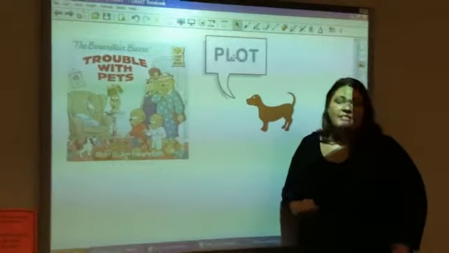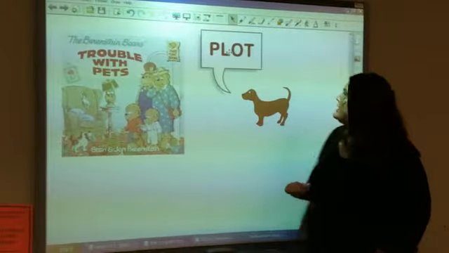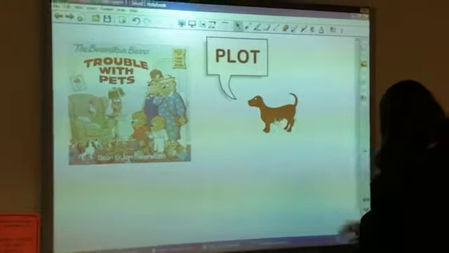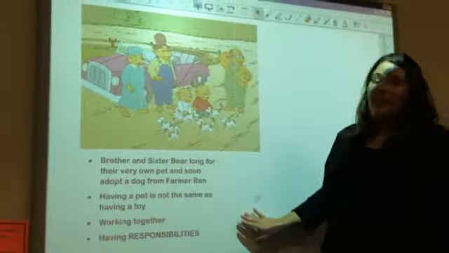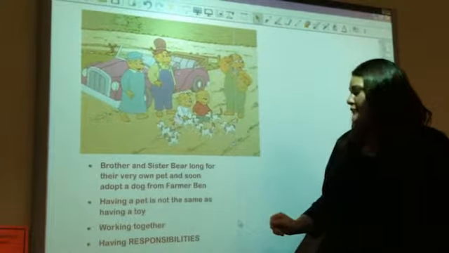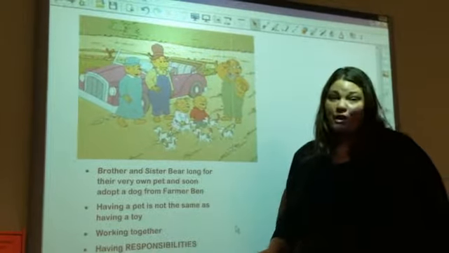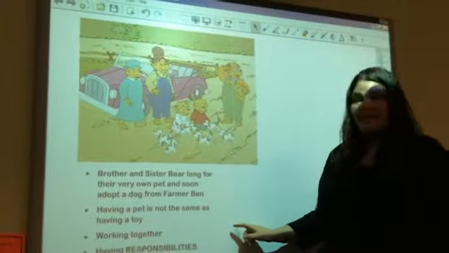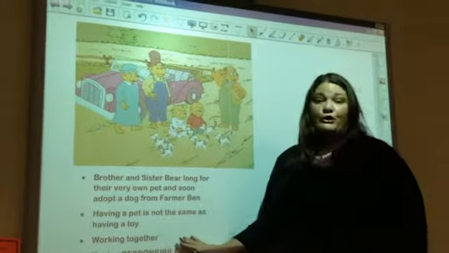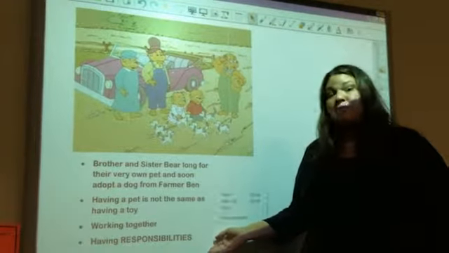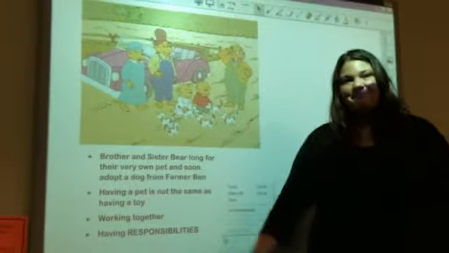We've been studying the Berenstain Bears' The Trouble with Pets. We're going to take a look at the plot for this book. The plot for The Trouble with Pets is that Brother and Sister Bear long for their very own pet, and soon they adopt a dog from Farmer Ben. Having a pet is not the same as having a toy. They learn to work together. Last but not least, they also learn the value of having responsibilities.